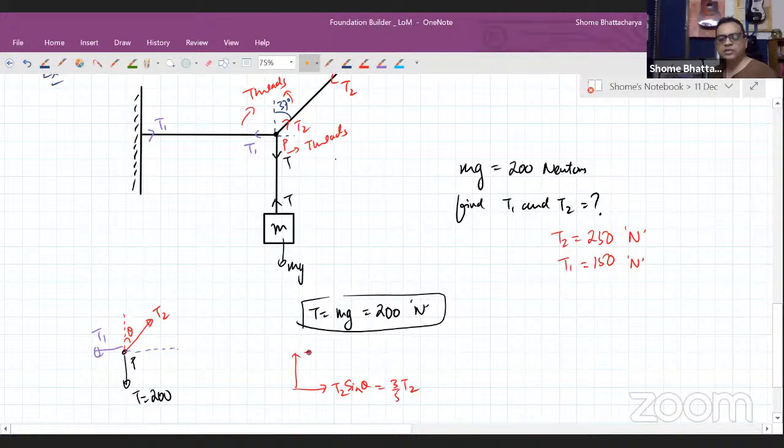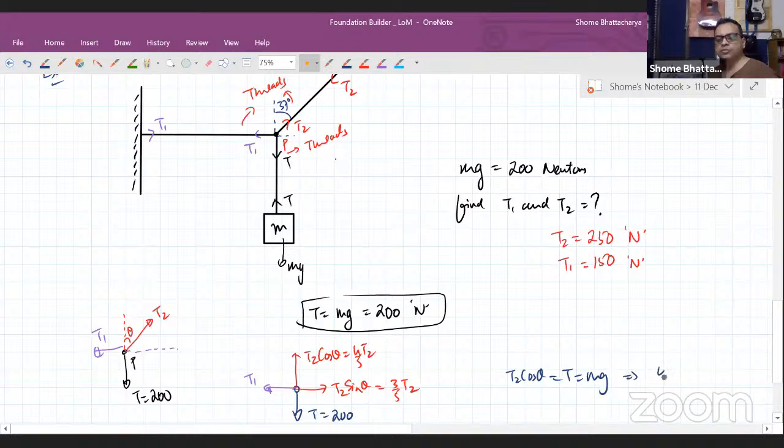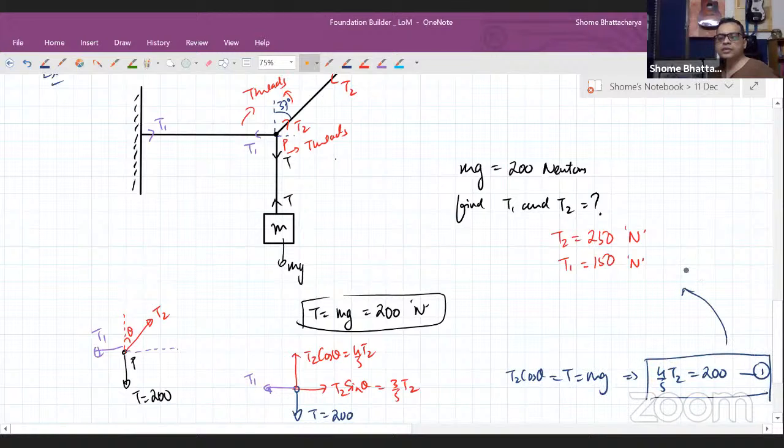So in this case, this will become 3 by 5 T2. You get this component as T2 cos theta, so 4 by 5 T2. And the other two forces are anyway along the axis. So balancing the forces, you will get T2 cos theta equals T, which is the weight of the block. So 4 by 5 T2 is equal to 200. That's your equation 1. So this equation will directly give you that T2 is equal to 250 newtons.